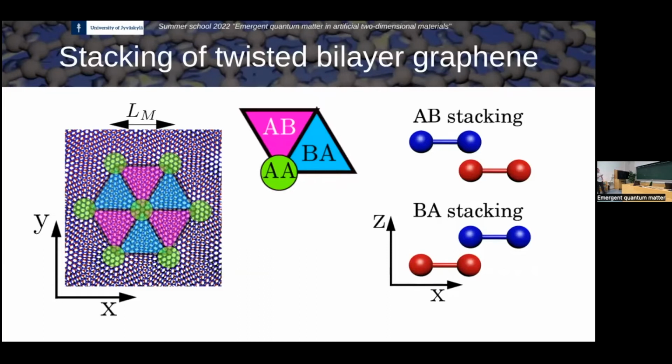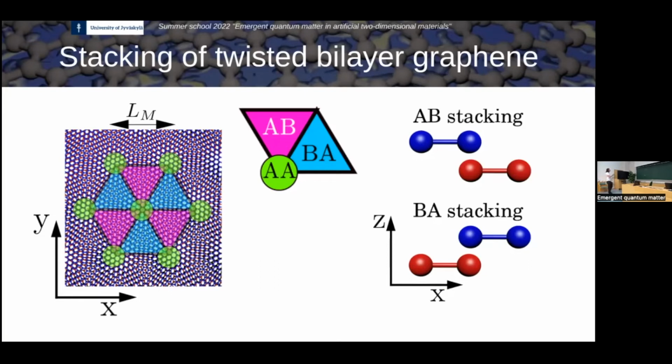The structure of twisted bilayer graphene has three different regions, in terms of how the carbon atoms are sitting on top of each other. There's the AA region, in which all the carbon atoms sit on top of each other. Then there's the AB stacking, in which just one of the carbon atoms sits on top of the other, and the BA stacking. If you map your moire superlattice according to regions that have AB, BA, or AA, you essentially see this kind of pattern.